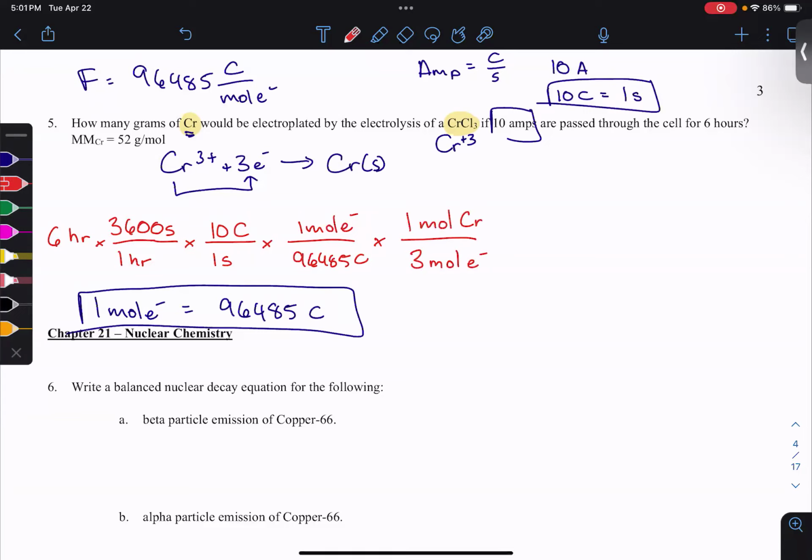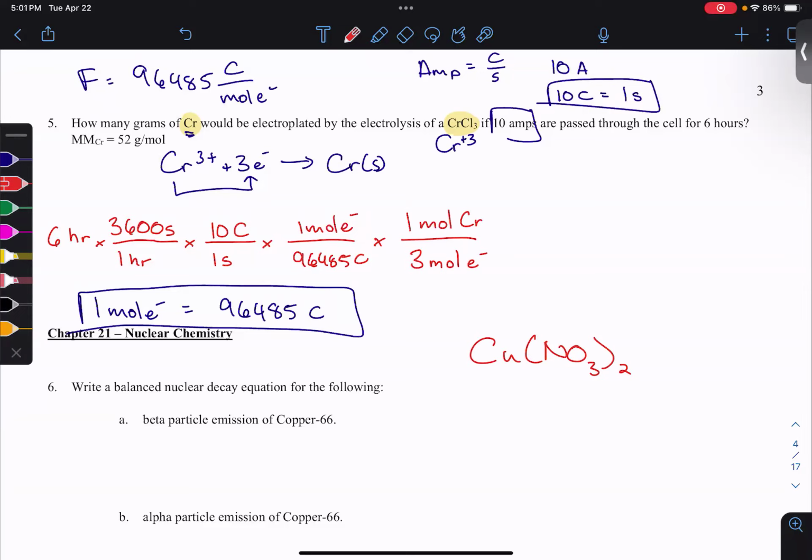And it's all about the charge. Right? I told you via the charge. So if I was talking about copper nitrate, if we were depositing copper from copper nitrate instead, what would n be here?